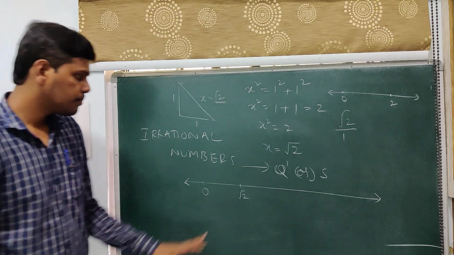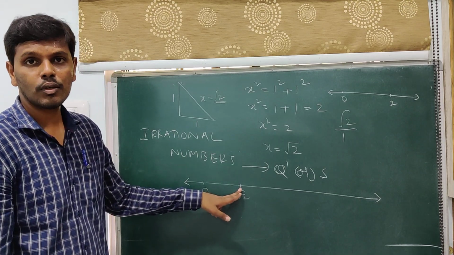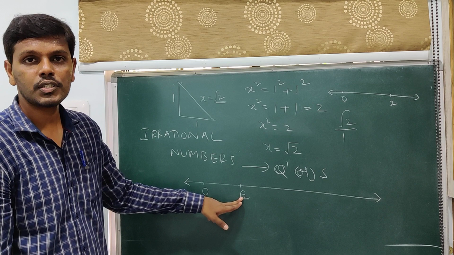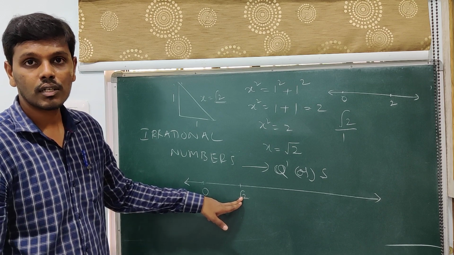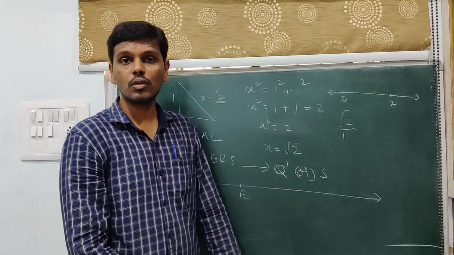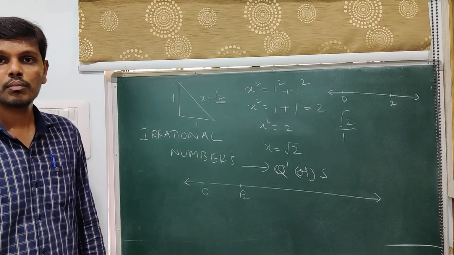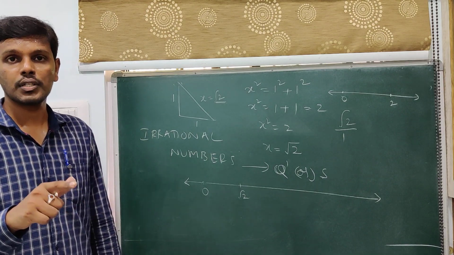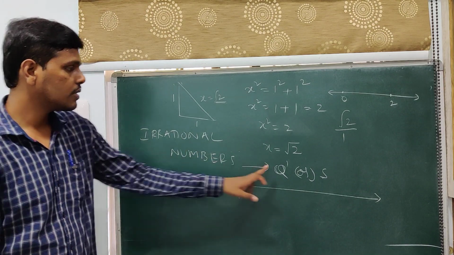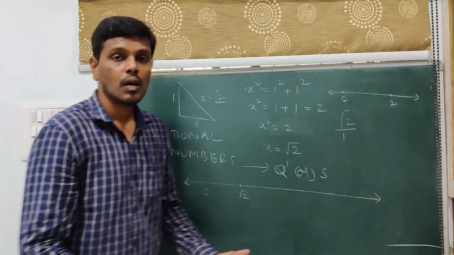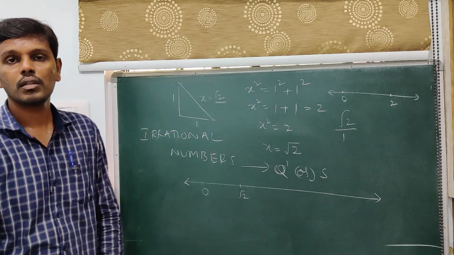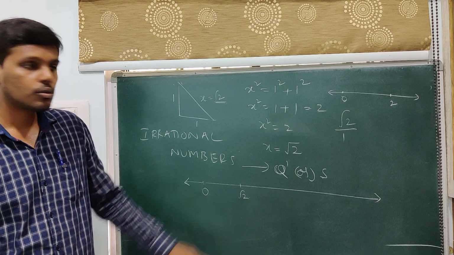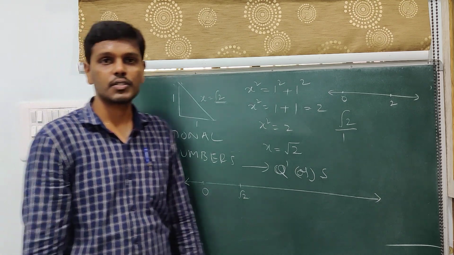For suppose this point is assigned to a rational number, then this should be equivalent to a rational number, but it is not a rational number. Therefore that point is assigned not to a rational number but to another number which is not rational. Such numbers we call irrational numbers, and root 2 is one of the simplest examples of an irrational number.